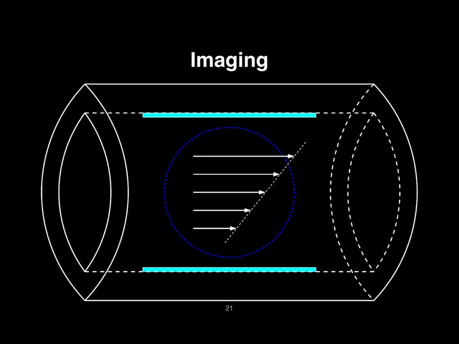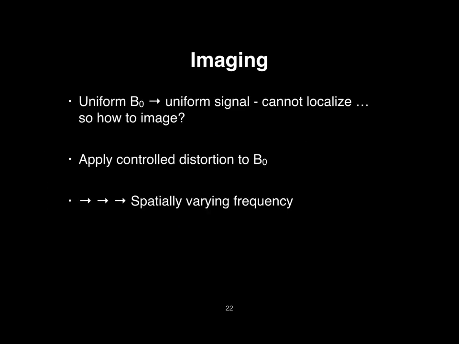The main magnetic field is on the order of Tesla. We usually measure our field distortions in millitesla, so tenths of a percent. So much smaller in terms of scale, but it's enough for us to differentiate protons in this part of the volume versus protons in that part of the volume. Okay.